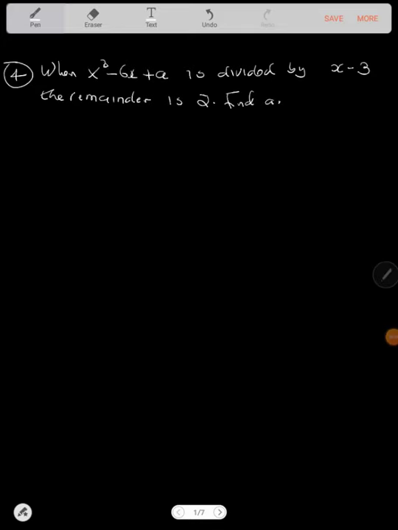This one says, when x squared minus 6x plus a is divided by x minus 3, the remainder is 2. Find a. So we have x squared minus 6x plus a. When they say the remainder is 2, it's just the same as saying this expression is equal to 2. Now we have x minus 3. So when we equate x minus 3 to 0, we find the value of x, that x is equal to 3.